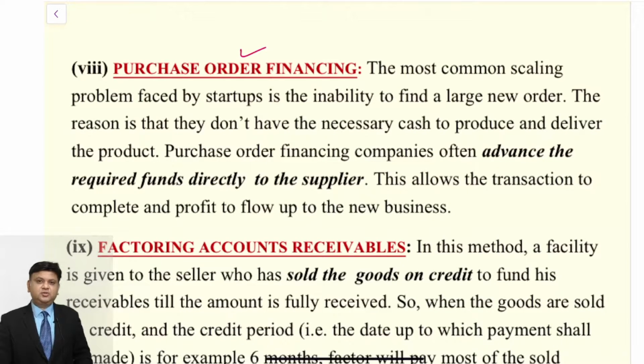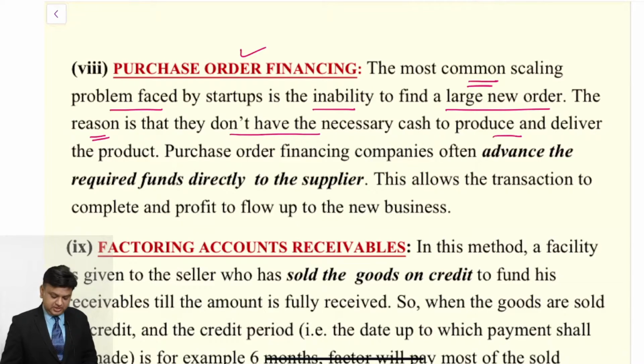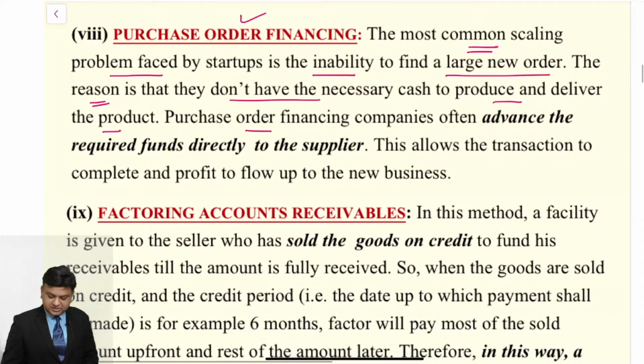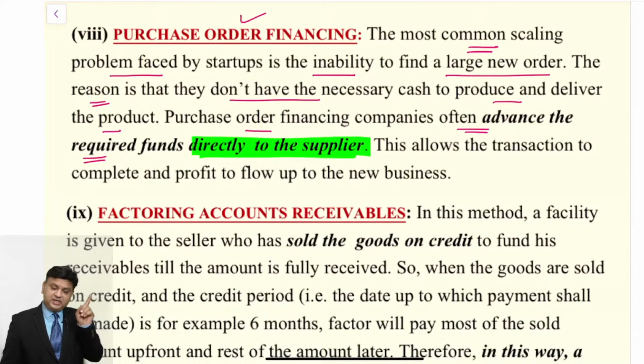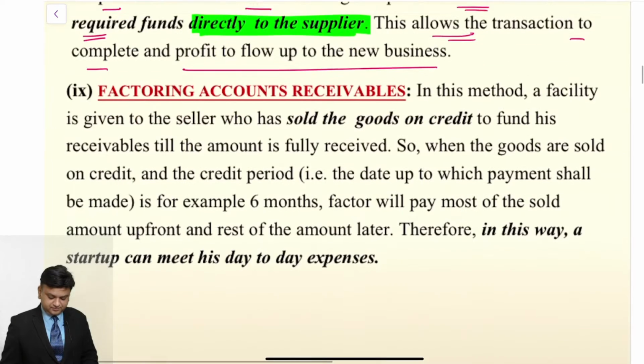Purchase order financing. When you have a ready-made order, then in that case you can get this kind of financing. The most common scaling problem faced by startups is the inability to fulfil large orders. The reason is that they do not have the necessary cash to produce and deliver the product. Purchase order financing companies often advance the required funds directly to the supplier. So over here the lender will give the amount directly to the supplier. This allows the transaction to complete and the profit flows up to the business.